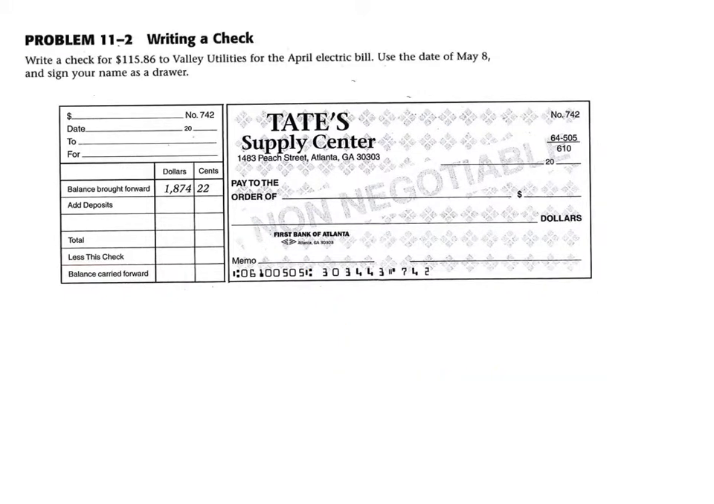So let's look at a problem of writing a check. It says we want to write a check for $115.86 to Valley Utilities for the April electric bill. Use the date of May 8 and sign your name as the drawer.